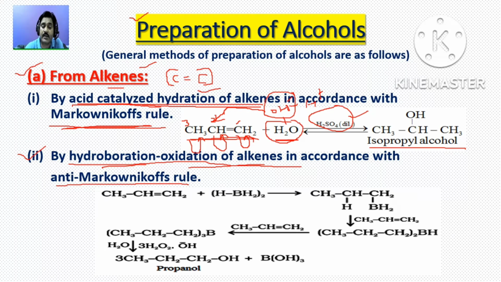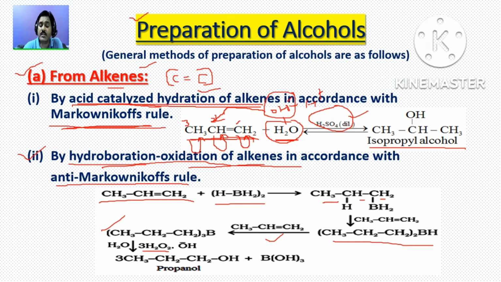In the example here, propene is there, the alkene is there, and when we carry out the reaction with hydroboration, then what happens? It will change into CH3 CH2 CH2 BH2. Now what happens when CH3 CH=CH2 is again supplied to it? It will change into (CH3 CH2 CH2) twice BH. When further propene is provided to it, it will change into (CH3 CH2 CH2) thrice B.